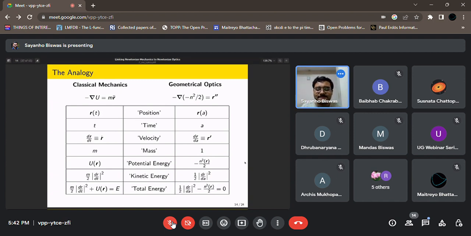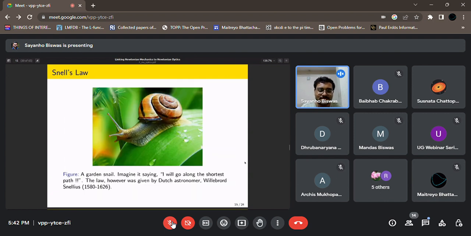Anyways, let us move ahead. It's just a relaxation slide, as one would like to call it. Garden snail is just a pun on the word Snell's law and garden snail. Imagine it saying, I will go along the shortest path. Really. The law, Snell's law, however, was given by the Dutch astronomer Willebrord Snellius.